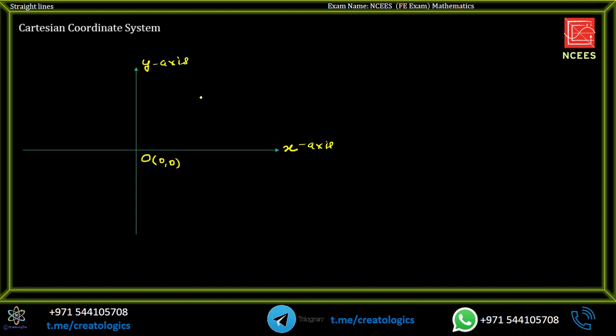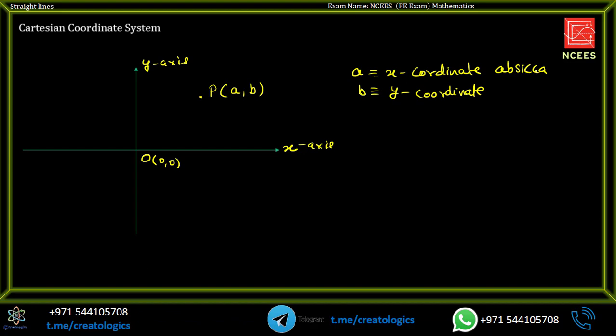What is the coordinate? Say here is a point lying in this Cartesian system. Let's say P is that point. It has its x coordinate and y coordinate. So let's represent them by a and b. a represents the x coordinate. The first one is always the x coordinate, and the second one, b, is your y coordinate. Okay, it's an ordered pair, you cannot change their positions. Now, the x coordinate is also called abscissa, and the y coordinate is called ordinate.